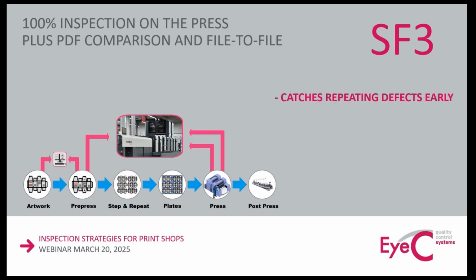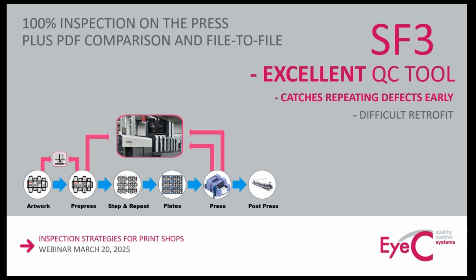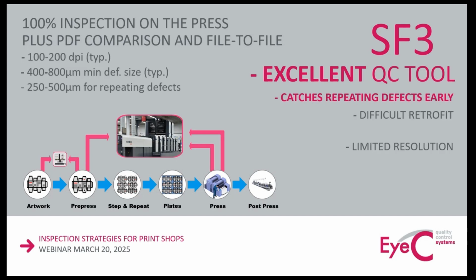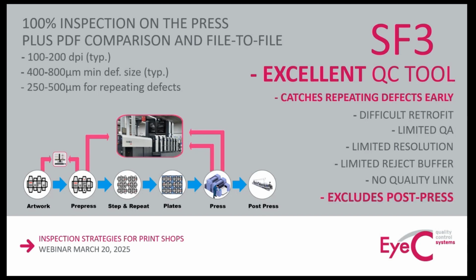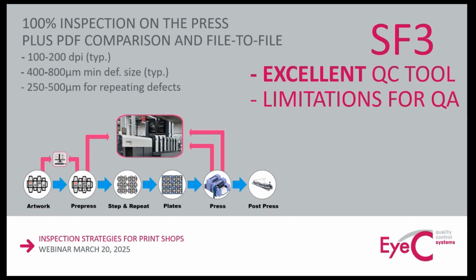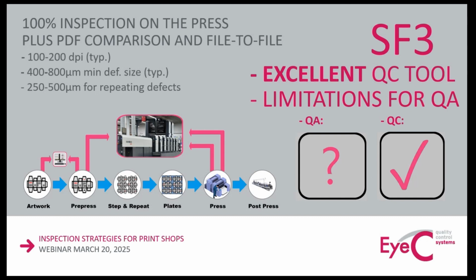So now we're catching repeating defects early, making this an excellent QC tool with a difficult retrofit in a sheet fed offset press. If you have one of these, most likely you bought it with the press. Limited resolution, not quite enough to find everything we want to find for QA purposes. A limited reject buffer, typically 20 sheets only. And there is no such thing as a quality link for a sheet fed. Making this a limited QA tool. That still excludes post-press. Overall, an excellent QC tool with limitations for QA.